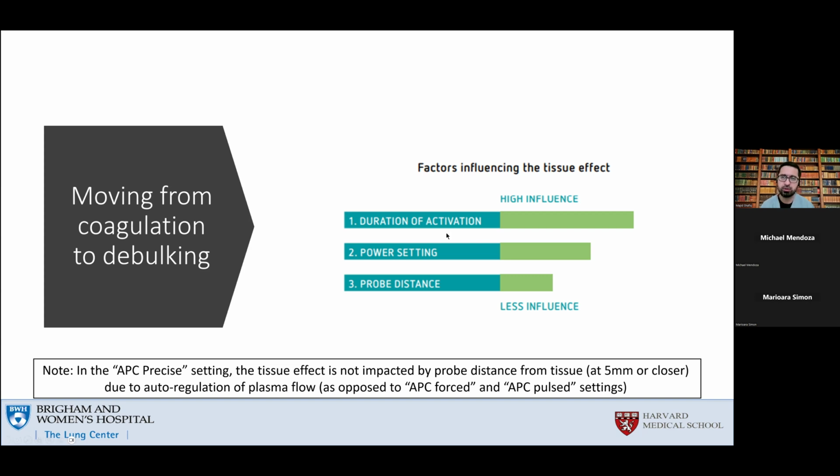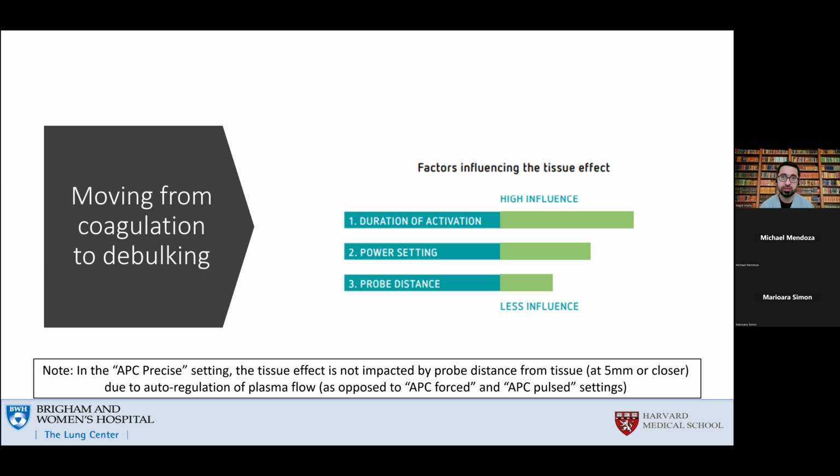So usually I try to avoid activating my APC for any longer than a few seconds, but know that if you are going to do it, when you need to do it, you can simply increase the duration of your activation from, let's say, 2 seconds to 4 seconds at a time, and that will increase the tissue effect.